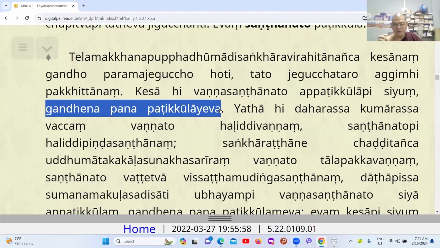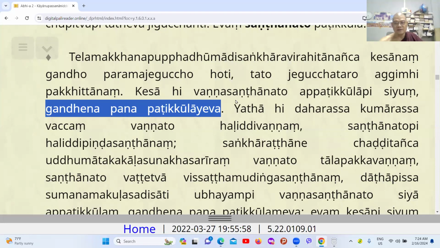Even though when you see the color of the hair you may not feel disgusted, and when you see the form of the hair you may not feel disgusted, when you get the smell of the hair, you feel disgusted. Particularly, the smell of the hair is really disgusting.